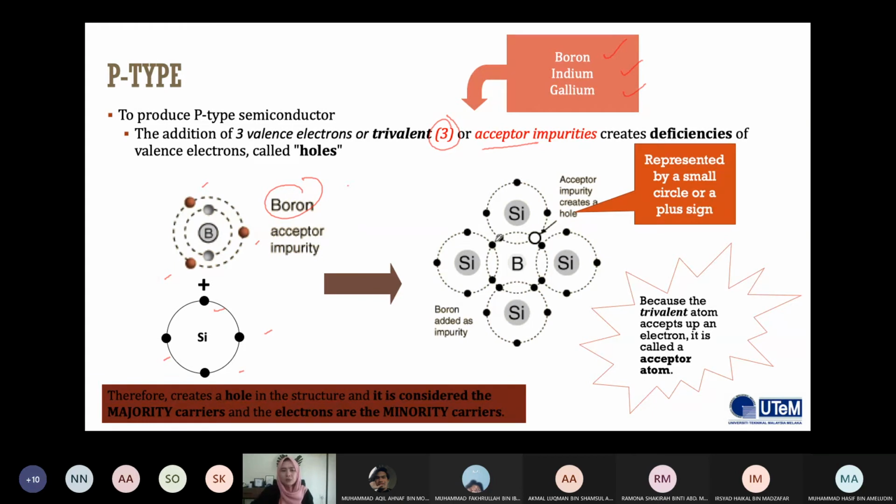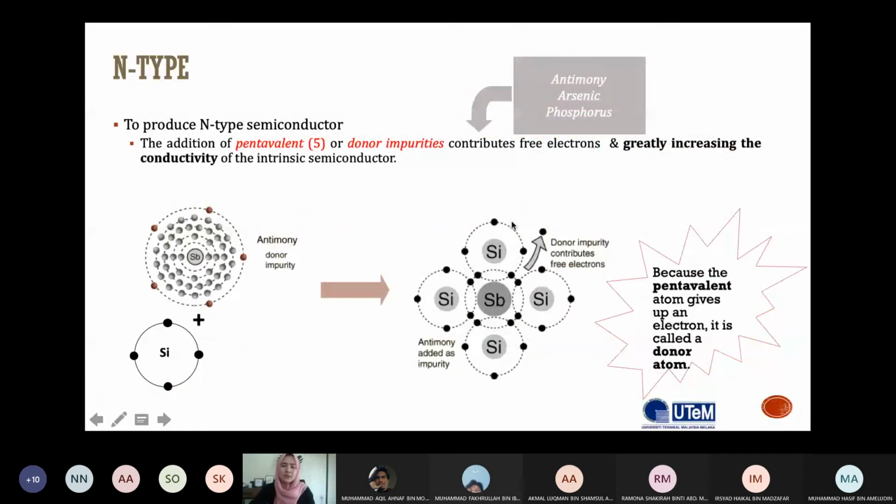Silicon has 4 valence electrons: 1, 2, 3, 4. Boron only has 1, 2, and 3. And you have a hole, because you don't have enough electrons. So the acceptor impurity creates a hole. Because the trivalent atom accepts an electron, it is called an acceptor atom. For the P-type, you can see you have an extra hole over here. For N-type, you have extra electrons.